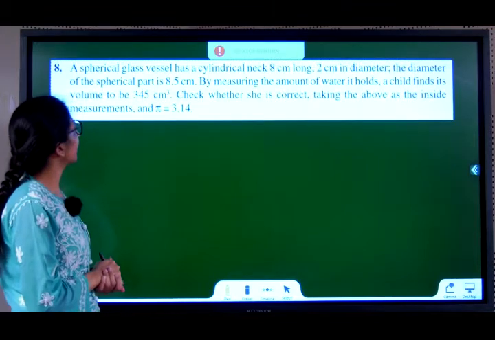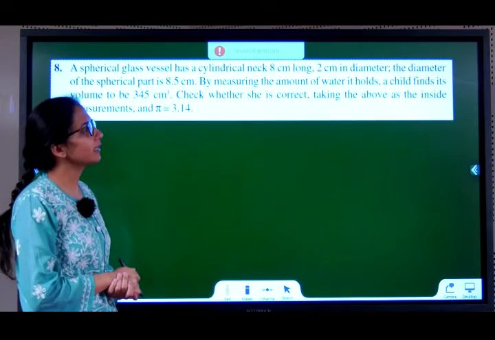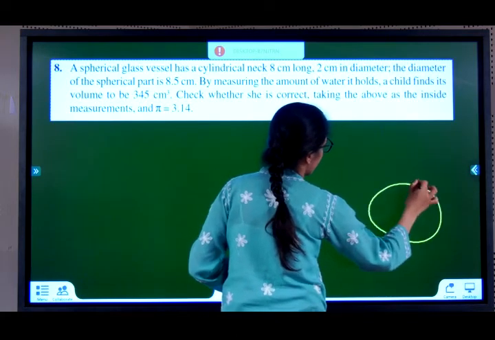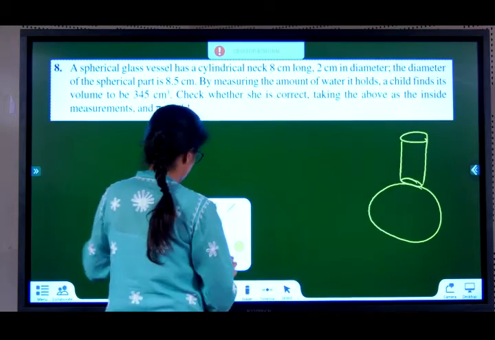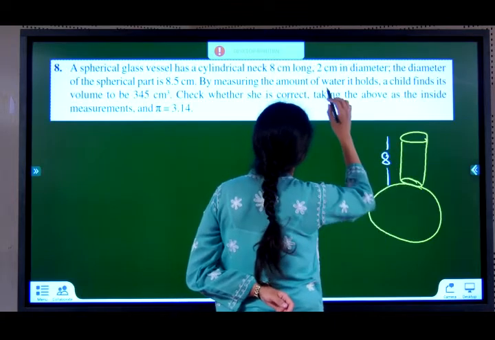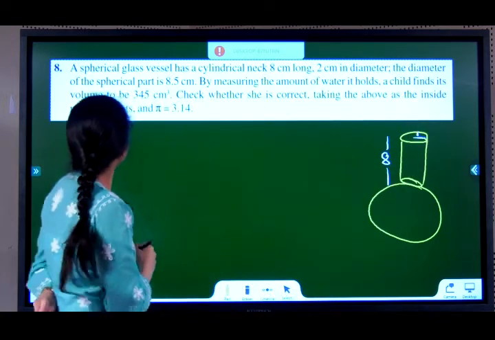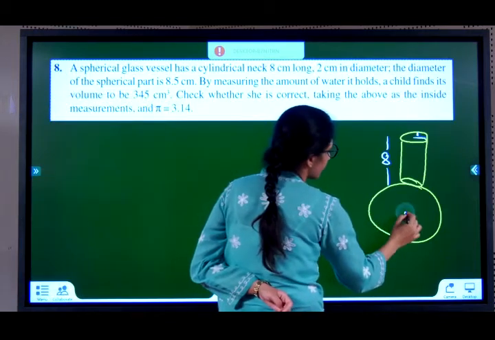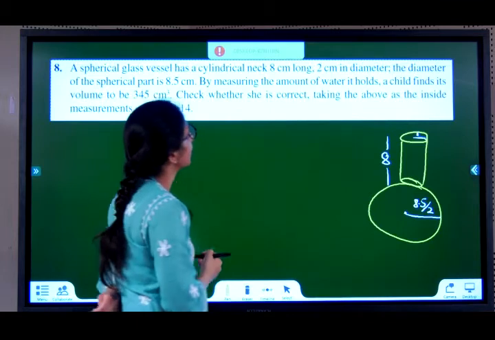Question 8. A spherical glass vessel has a cylindrical neck 8 centimeter long, 2 centimeter in diameter. So, we have a spherical glass vessel that has a cylindrical neck whose neck is 8 centimeters long and 2 centimeter diameter. 2 centimeter diameter means 1 centimeter radius. The diameter of the spherical part is 8.5 centimeters. So, radius is 8.5 by 2 centimeters.